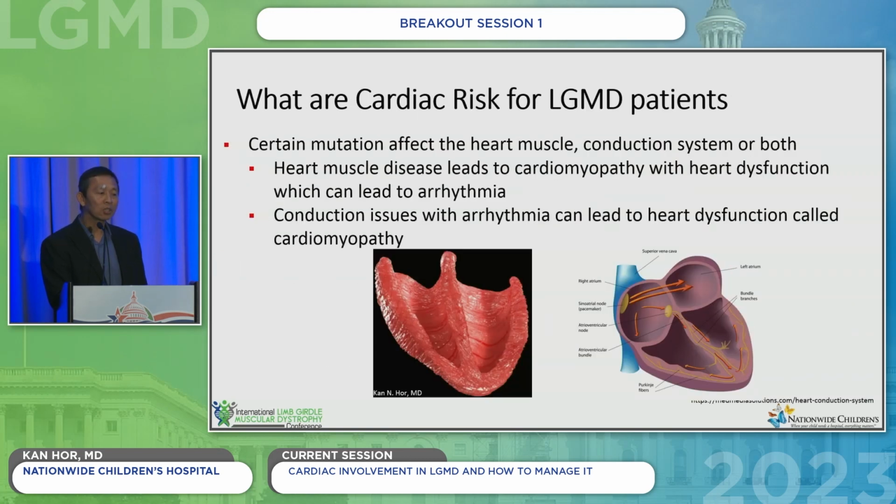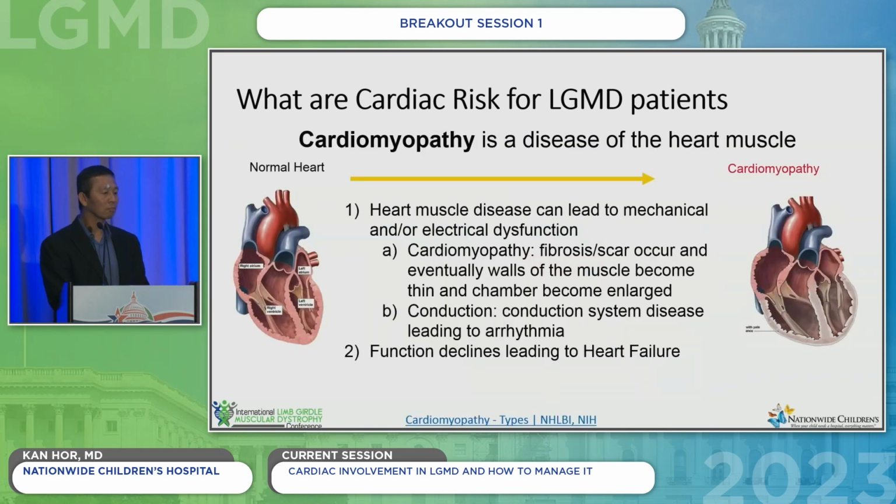So certain mutations affect the heart muscle, conduction system, or both. Know that heart muscle disease leads to what we call cardiomyopathy. I'll go over the details of that in a second. That leads to heart dysfunction, which can also then lead to arrhythmia. On the other hand, conduction issues in the electrical system of your heart can occur, and that can also lead to heart dysfunction, cardiomyopathy. So they are not mutually exclusive. In fact, they are actually tied together.